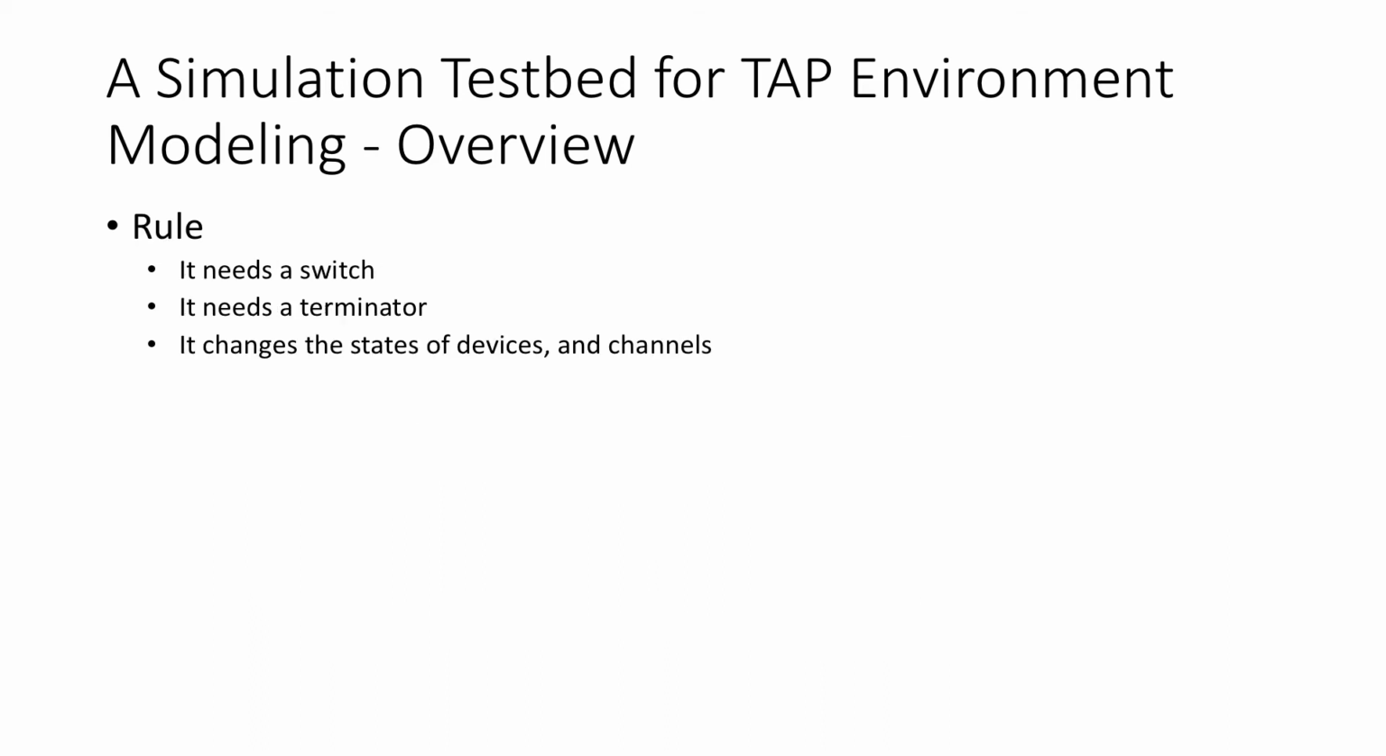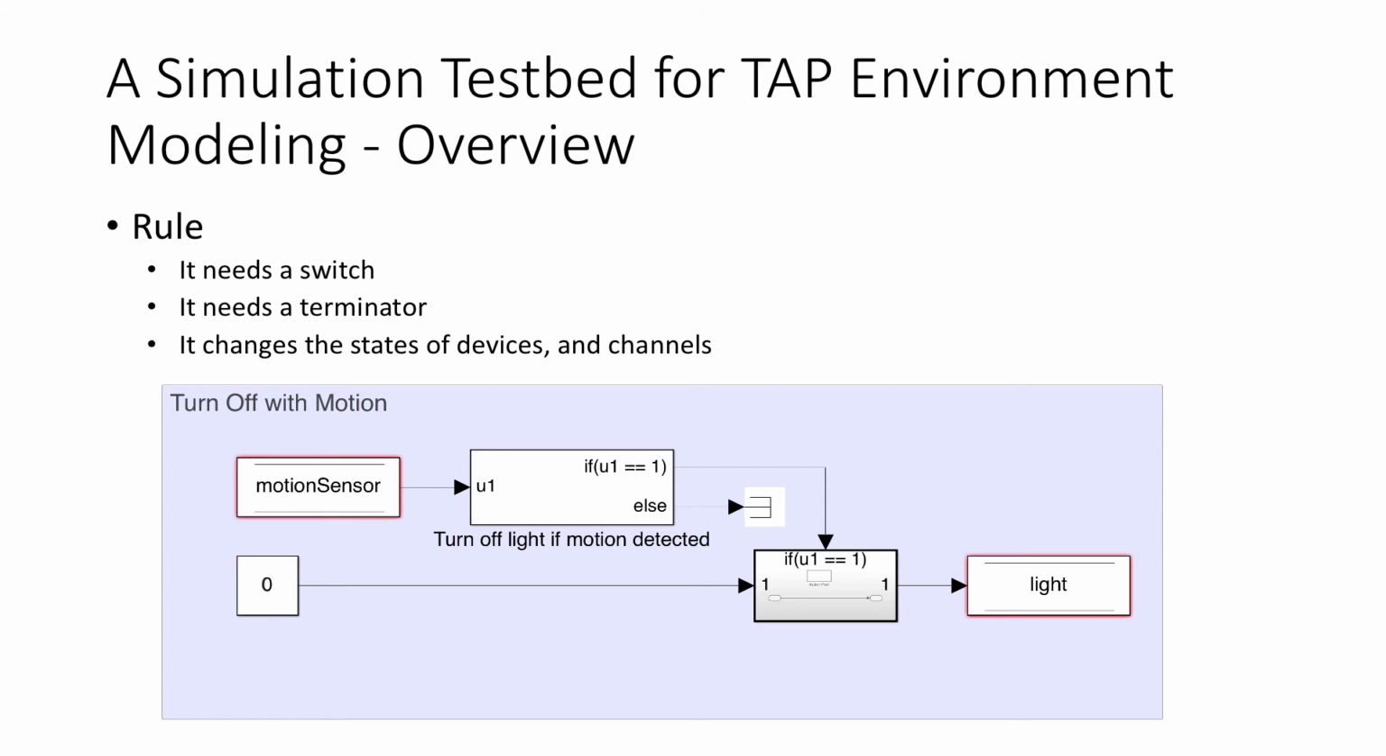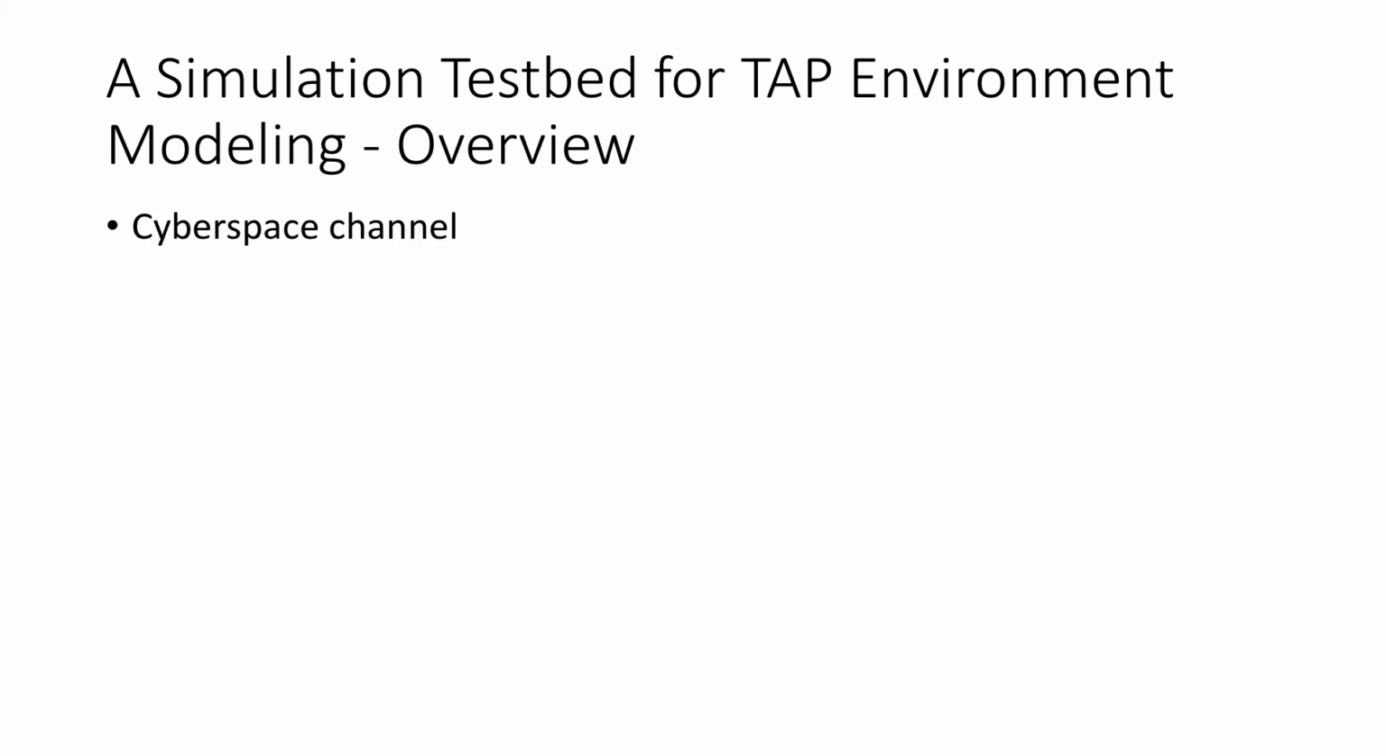The rules need a switch and a terminator. For example, this rule means if the motion sensor detects movement instead of light. This block is the state of the motion sensor. If it is 1, it means the motion sensor is triggered and it triggers the action. Else, do nothing. Then it changes the light through the cyberspace channel.